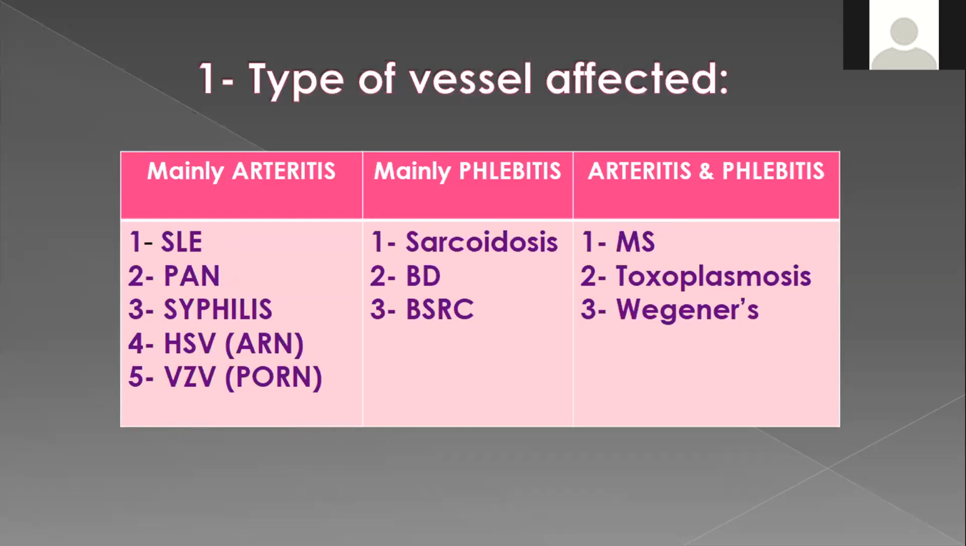On the other hand, if the veins are affected, think of sarcoidosis, Behçet's disease, and birdshot retinochoroidopathy. A third group of causes tends to affect both the arteries and the veins, and by arteritis and phlebitis we mean combined artery and vein inflammation in the same eye. Look for MS, toxoplasmosis, and Wegener's granulomatosis.